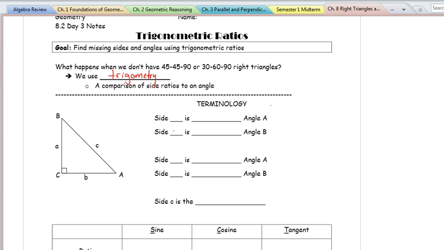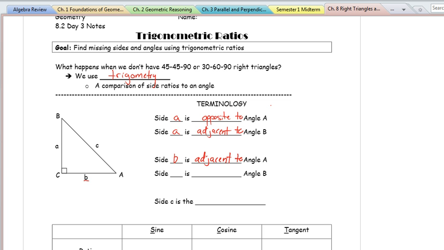For some terminology, side A would be considered opposite to angle A, because side A is here, and it is opposite angle A. We would also consider side A to be adjacent to angle B, because it's right next to angle B. If we look at side B, what is that to angle A? Well, it's right next to angle A, so we would call that adjacent to.